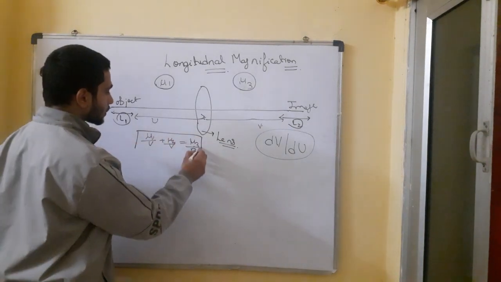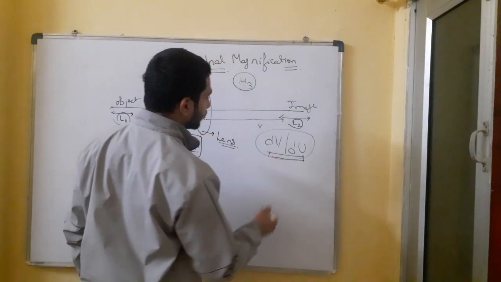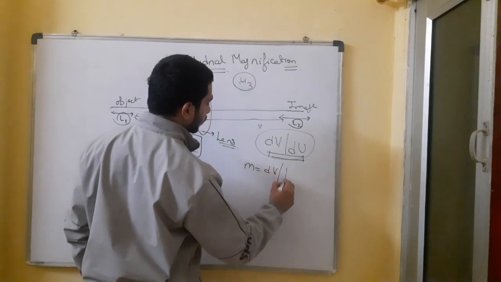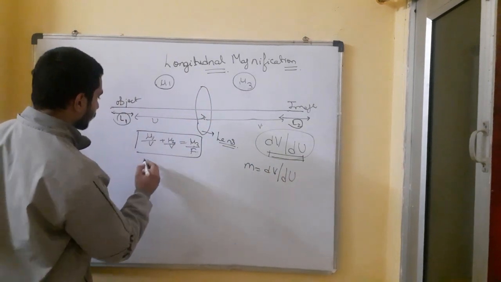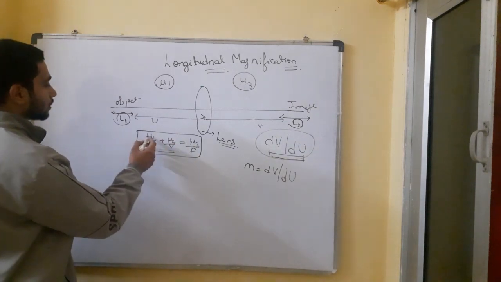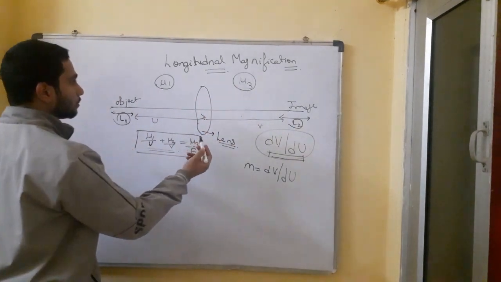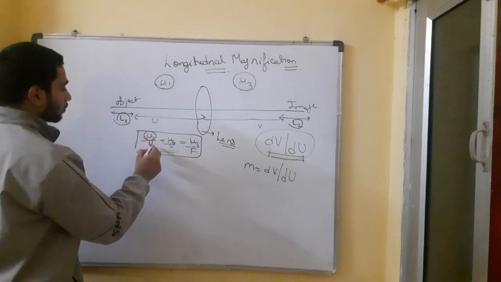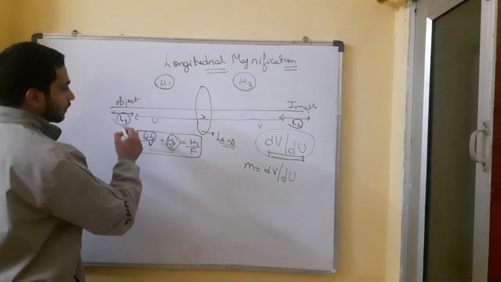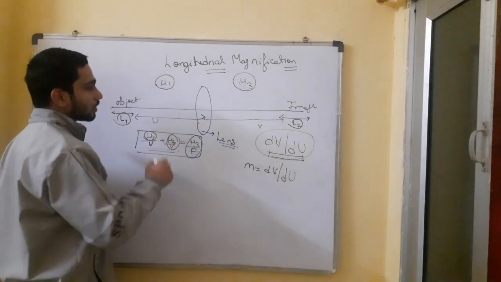So in this, the magnification factor is dV by dU. Magnification factor is dV by dU. M is equal to dV by dU. So how will we calculate this? We will differentiate this equation. Okay. So what is this equation? Mu1 by U plus mu3 by V is equal to mu3 by f. Mu1 is the refractive index in which the object is present. Mu3 is the refractive index in which the image is present, and f is the focal length of this lens.